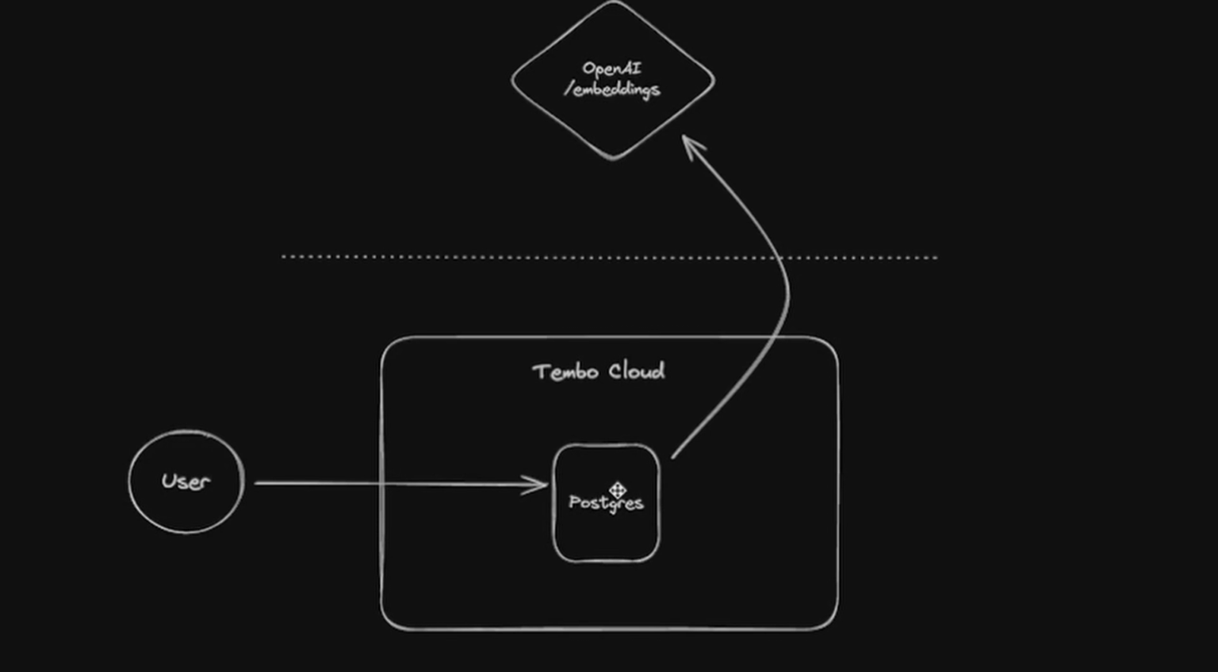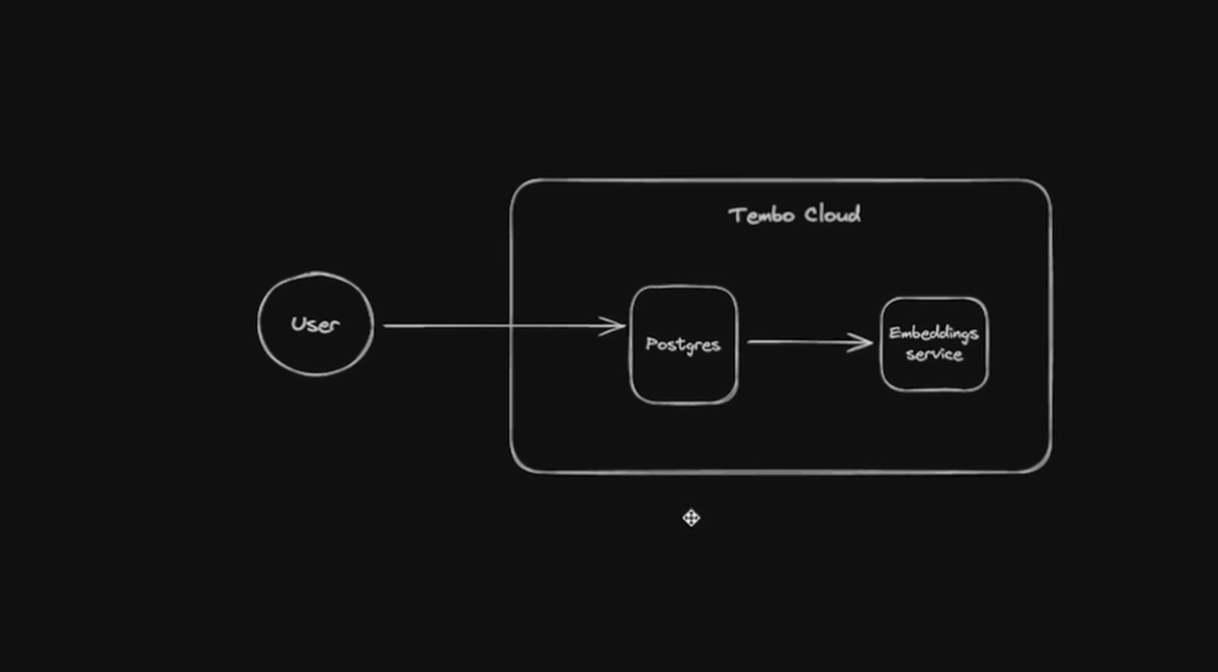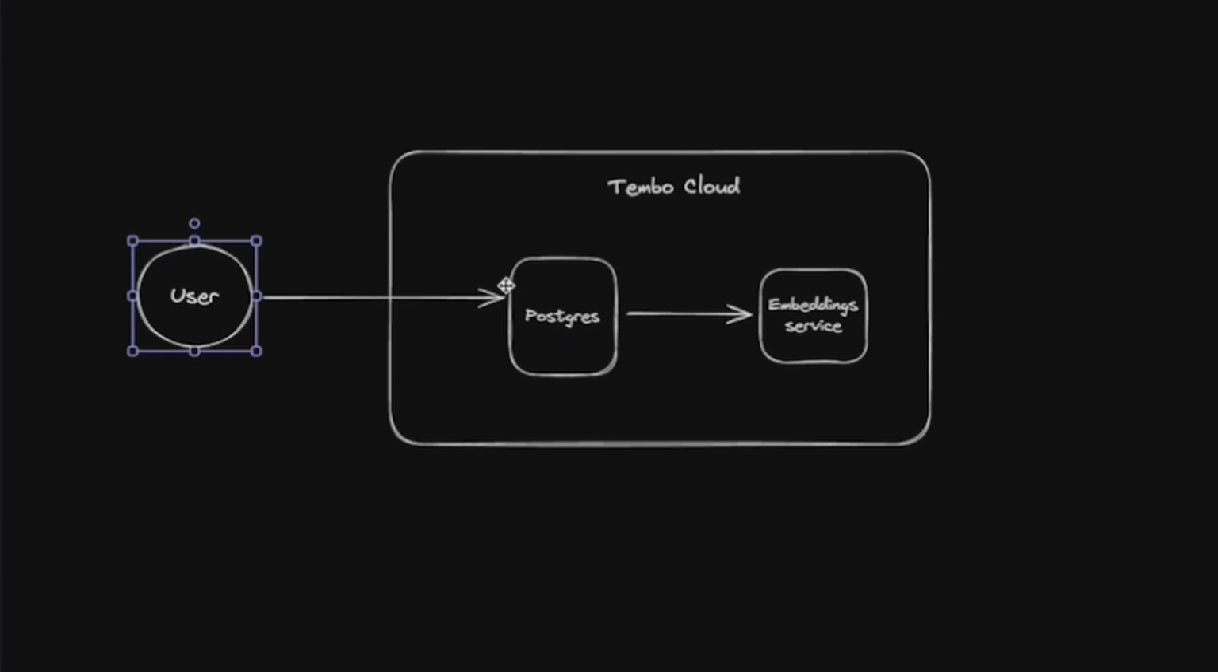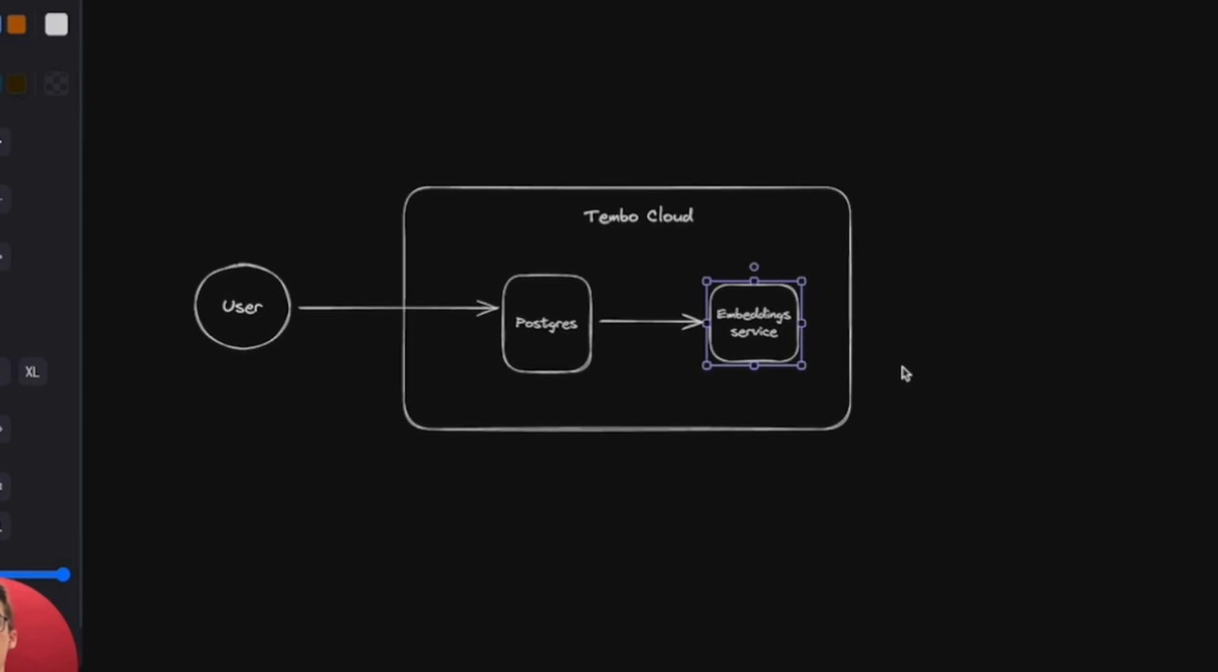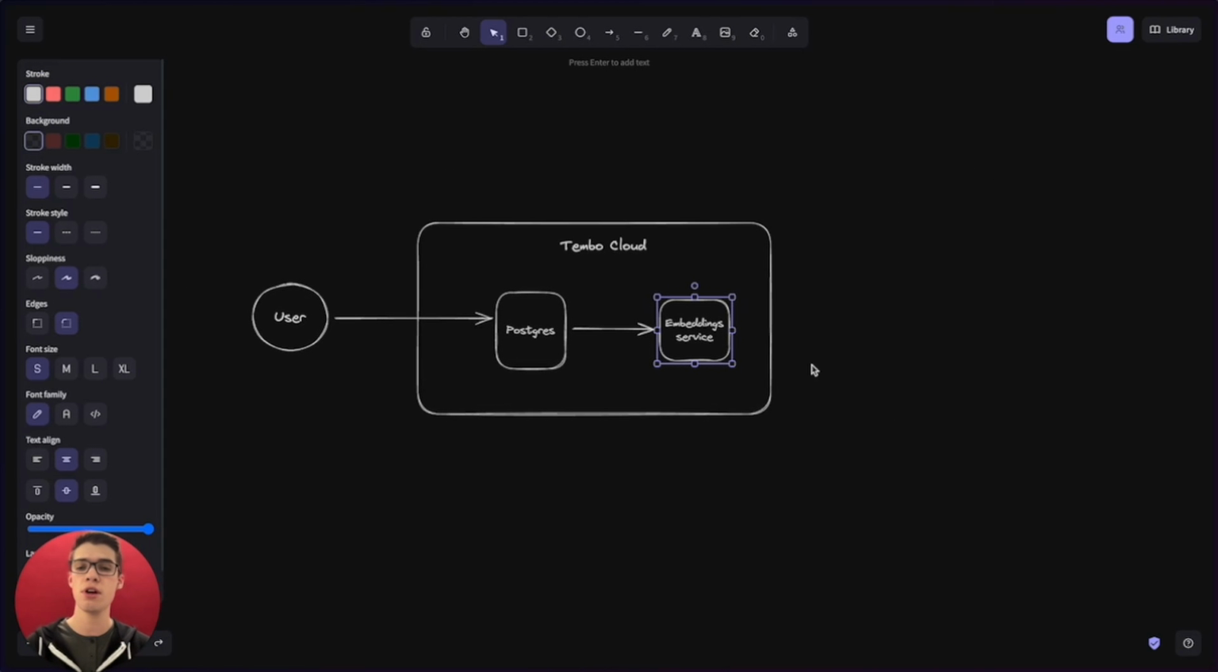Well, today we're going to look at a new approach that looks similar to this, where the user can make a request, then Postgres can go and leverage the internal Tembo Cloud embeddings endpoint to generate the embeddings. This way, our data is secure and never leaves the confines of our Tembo account.